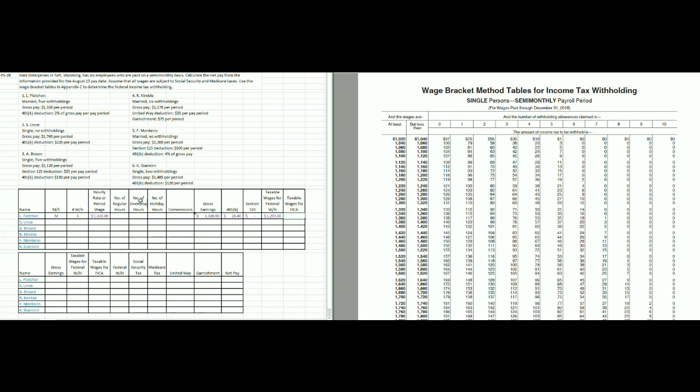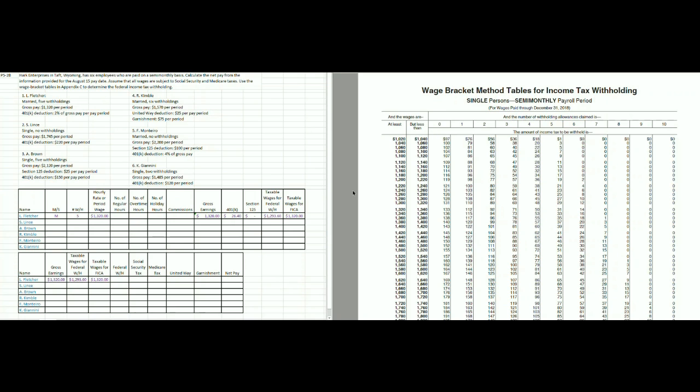For FICA, 401k is not deductible, but Section 125 is. So for FICA taxes, it will just be his gross pay of $1,320. Coming down to the second half of the table, he has gross earnings of $1,320, taxable for federal withholding of $1,293.60. That reduction is due to the 401k of $26.40, and taxable for FICA of $1,320.